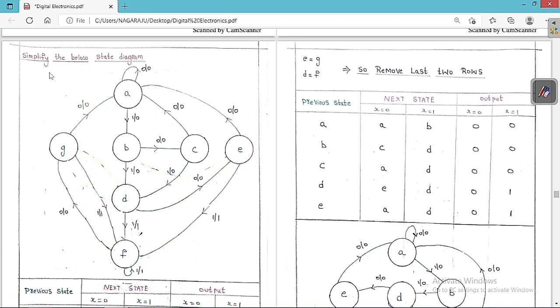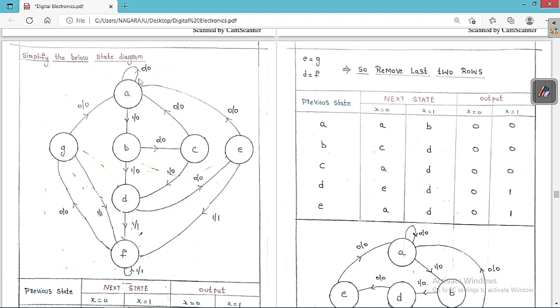We are going to analyze simplifying the below state diagram. So this is a state diagram they have given, a complex state diagram, and we have to simplify it. So listen carefully, they have given the state diagram in this fashion. It's a very complex state diagram. See, this is state A, state B, state C, state D, state E, state F and state G.